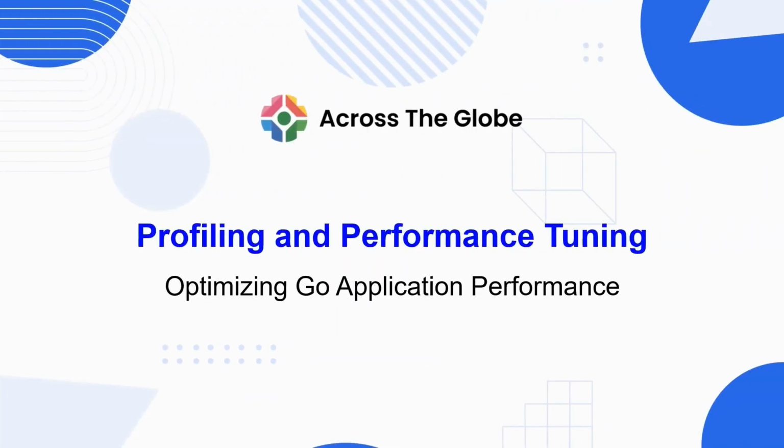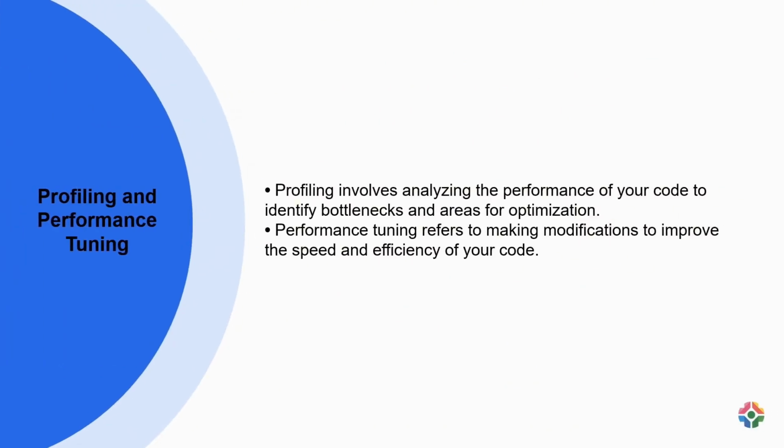Today we will learn about profiling and performance tuning. Profiling is the process of analyzing code performance to uncover bottlenecks and areas needing optimization. On the other hand, performance tuning involves making modifications to enhance the speed and efficiency of the code.